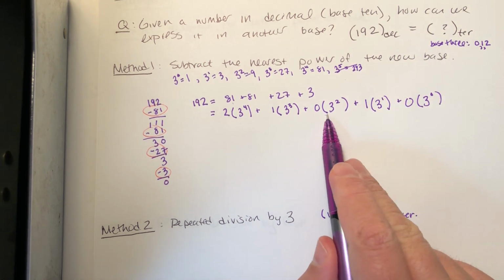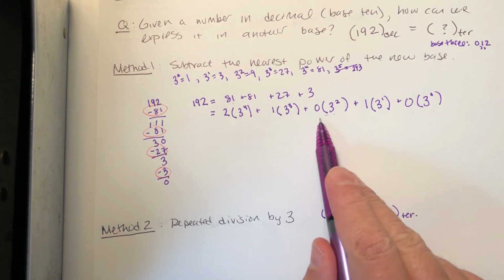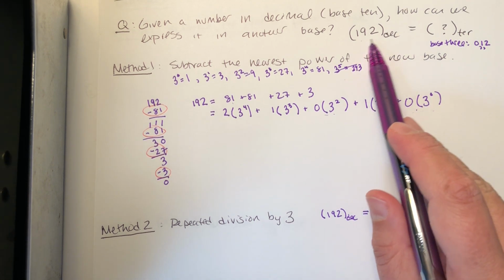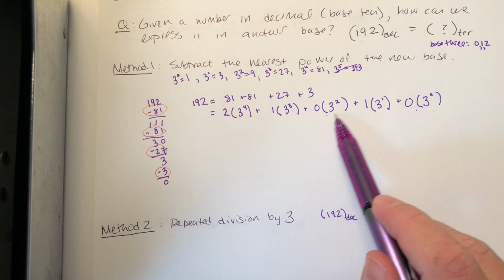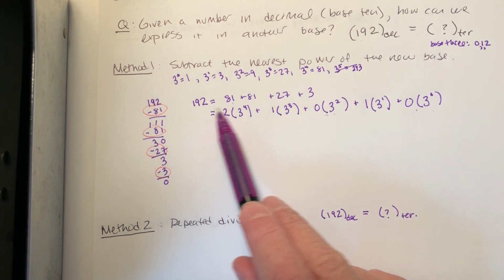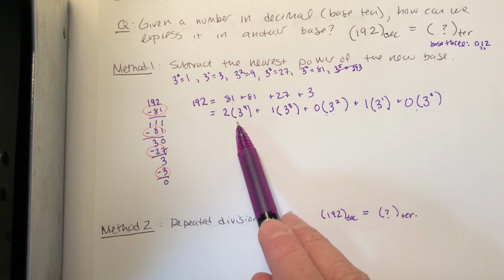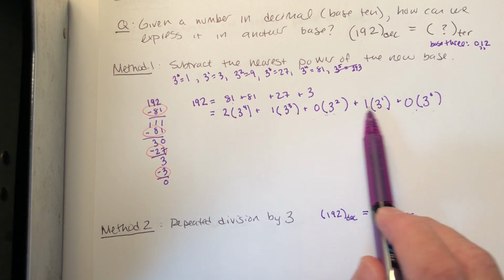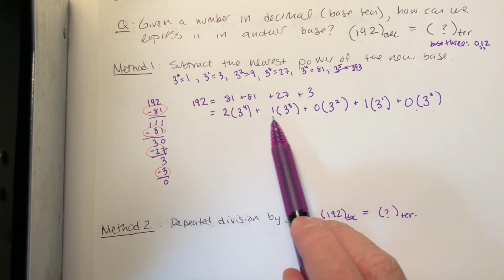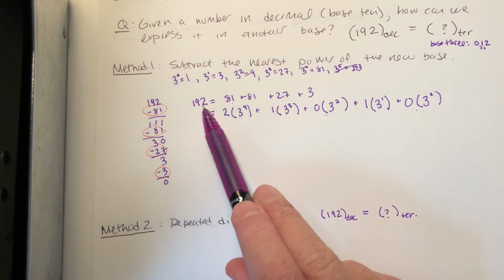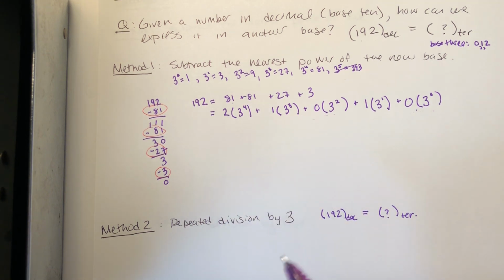If you're wondering why I'm putting in these zeros here, they're like placeholders, the same way that sometimes a decimal number has a 0 in the middle of it. It's a placeholder, and we need that there so that we can differentiate between numbers. If I didn't have these, then just picking out the coefficients 2, 1, and 1 is going to give you a different ternary number that's not going to be equal to 192 in base 10.